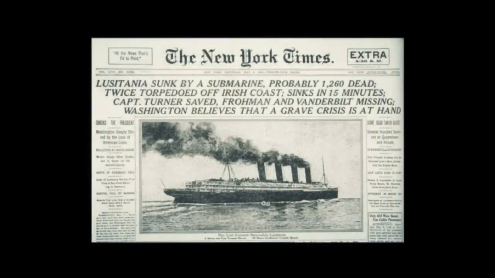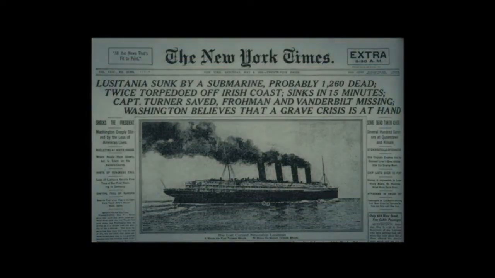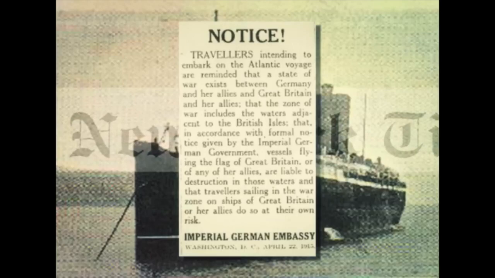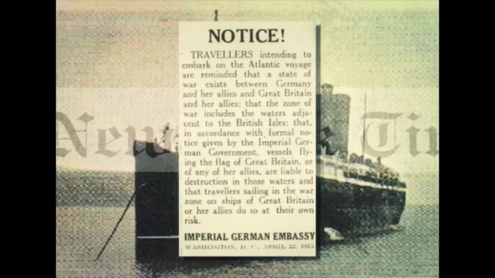To further understand the obvious anticipation of this setup, the German embassy actually put advertisements in the New York Times telling people that if they boarded the Lusitania, they did so at their own risk, as such a ship sailing from America to England through the war zone would be liable to destruction. In turn, and as anticipated, the sinking of the Lusitania caused a wave of anger among the American population, and America entered the war a short time after.